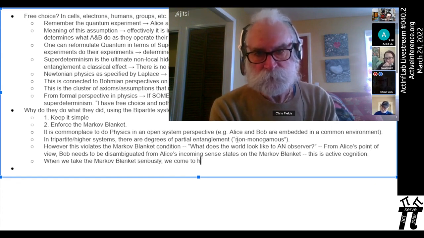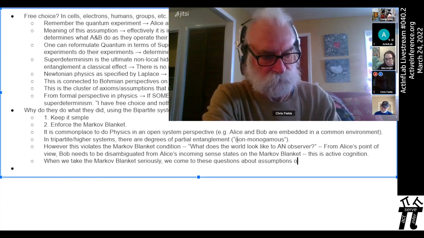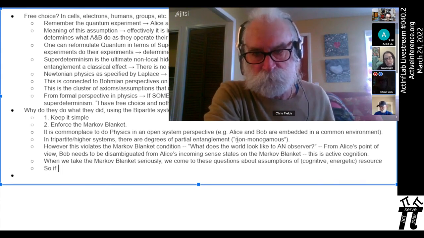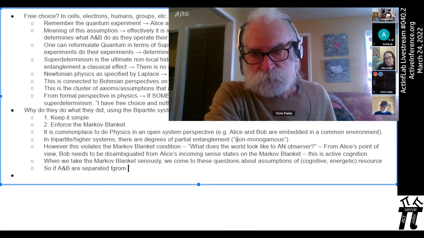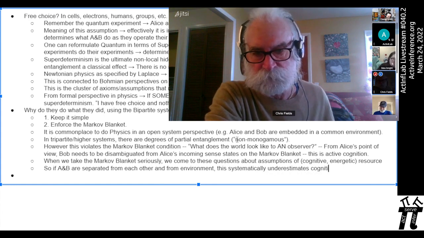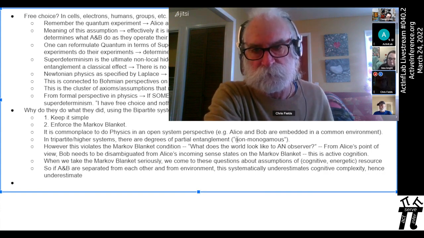If you think in open systems terms, and so you think of Alice and Bob as ontic entities that are separate from each other by a priori assumption, and separate from their environments by a priori assumption, then you systematically underestimate the amount of cognition that Alice and Bob have to be doing. And so you systematically underestimate their energy consumption. And so you systematically underestimate their uncontrolled effect on the environment, i.e. generation of waste heat, acquisition of free energy resources, and all of that.